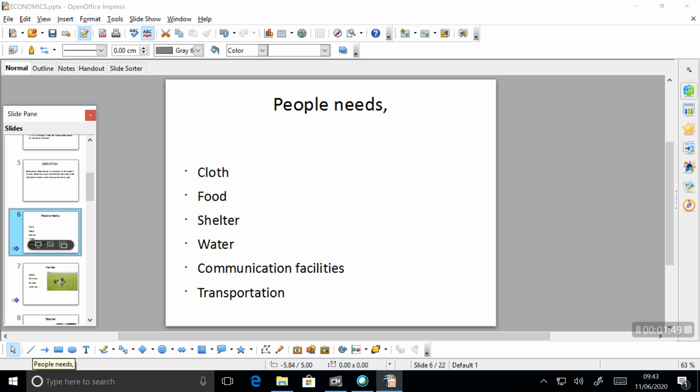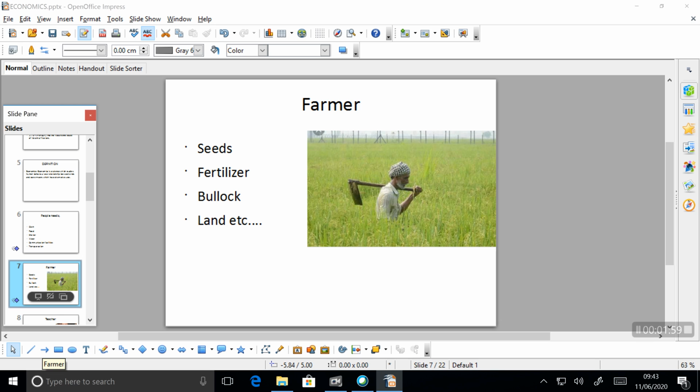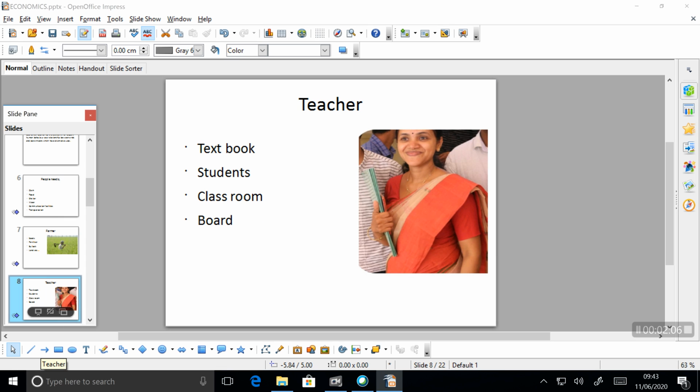At the same time, society also needs some factors. Are human needs or human wants similar? No, they are entirely different. For example, a farmer needs seeds, fertilizer, bullock, land, etc. But a teacher needs textbooks, students, classroom, blackboard, etc.